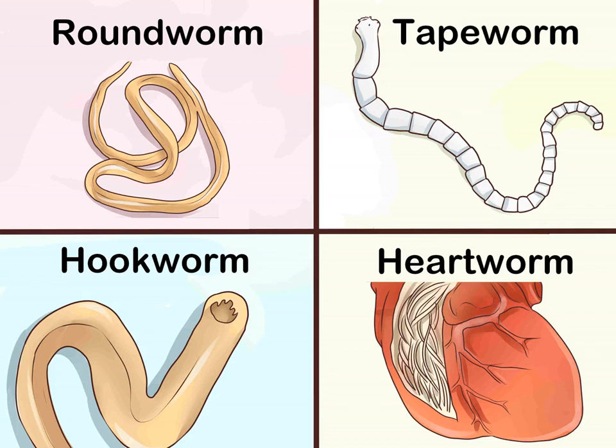How to identify different dog worms. There are many different types of worms that can infect dogs. Those of most concern are roundworms, tapeworms, heartworms, hookworms, and whipworms.